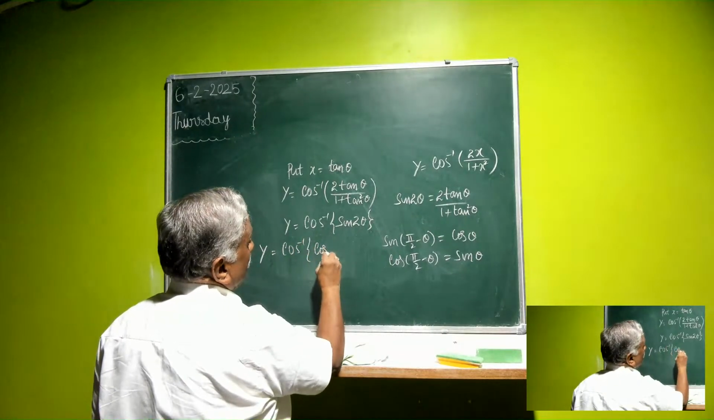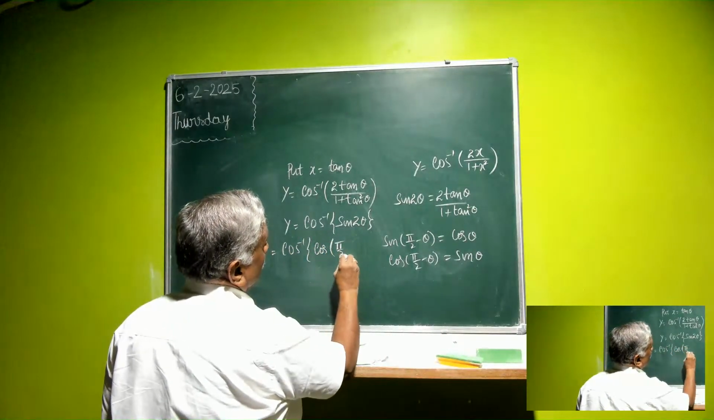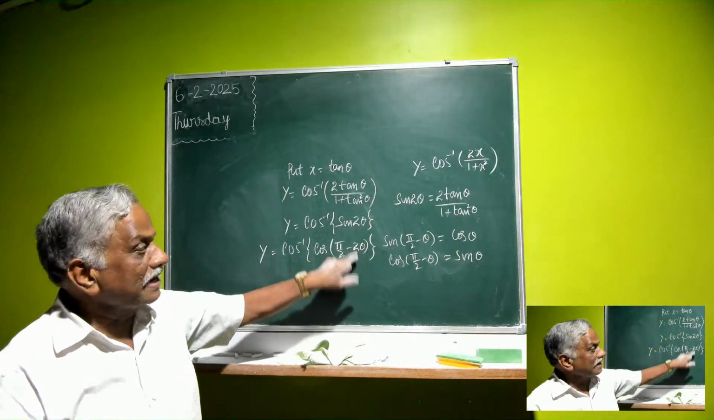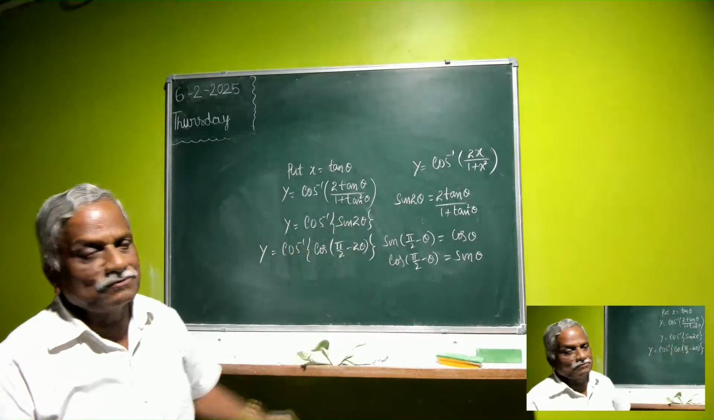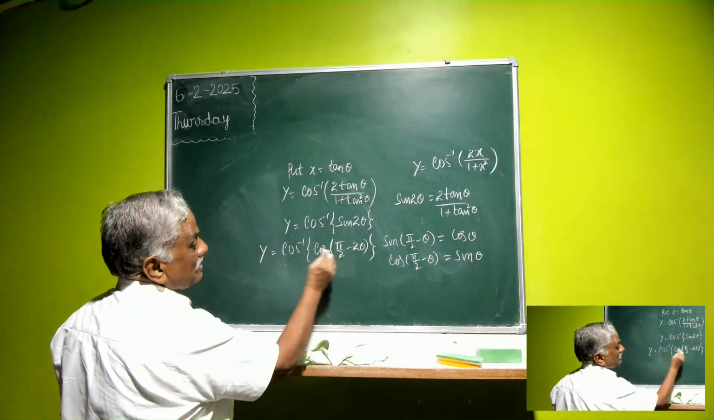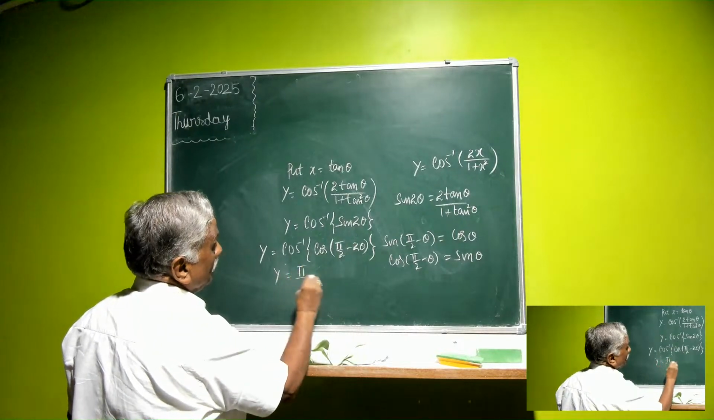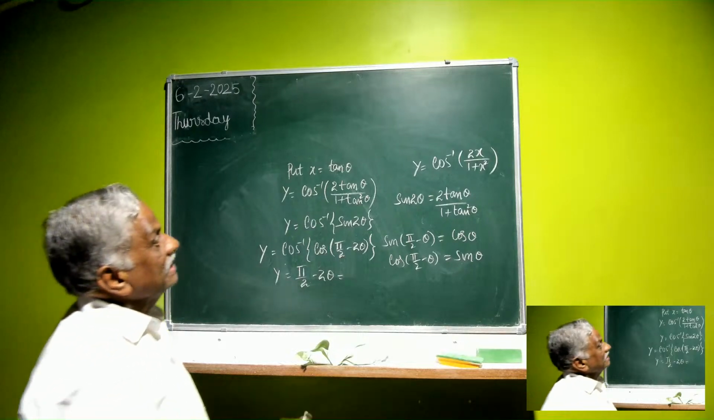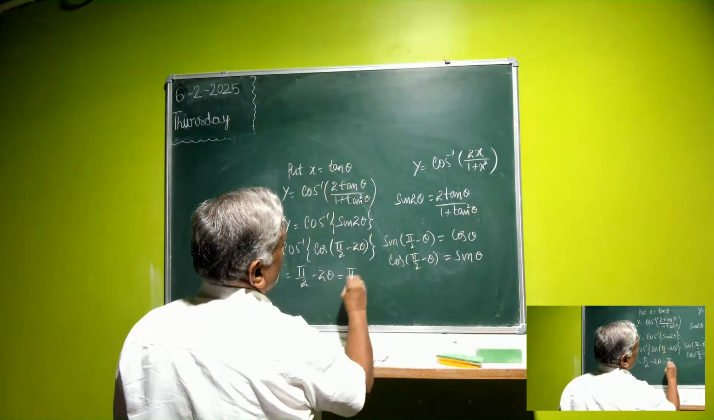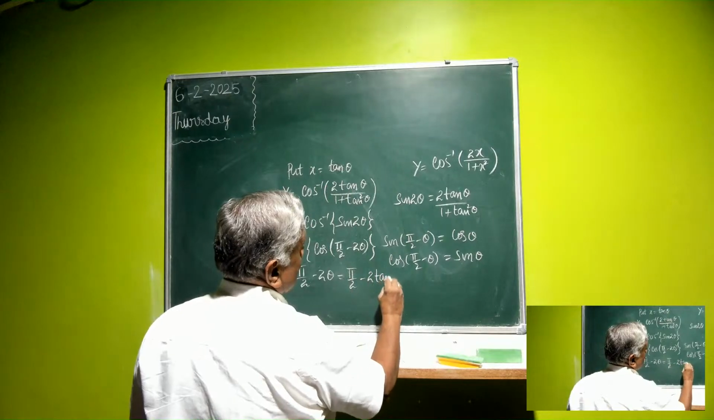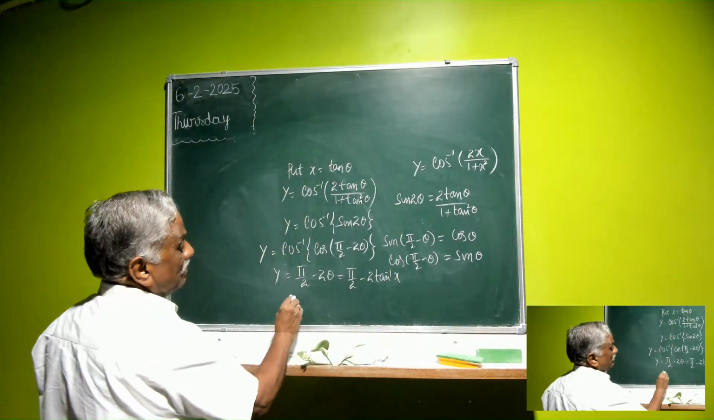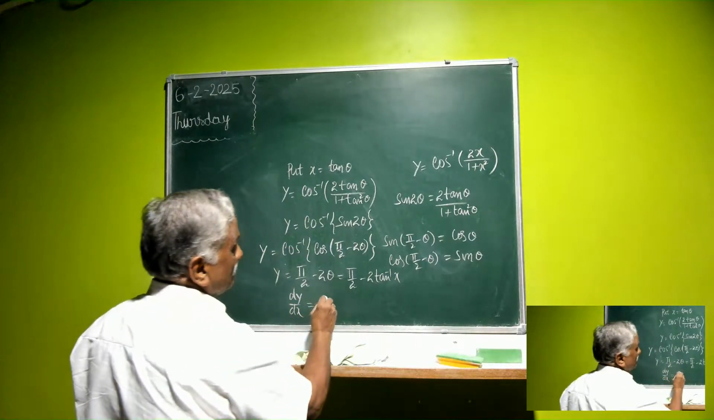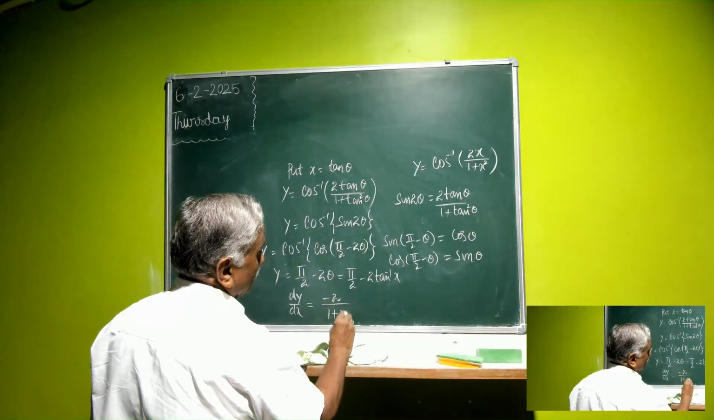I write this as cos of pi by 2 minus 2 theta. Because cos of 90 minus 2 theta is sin 2 theta, I will write it this way, so that I get cos inverse of cos of pi by 2 minus 2 theta. What is theta? Theta is tan inverse x. So y is pi by 2 minus 2 tan inverse x. So dy by dx is equal to, pi by 2 is a constant, so it is 0. There is a minus sign, minus 2 as it is, 1 over 1 plus x square.